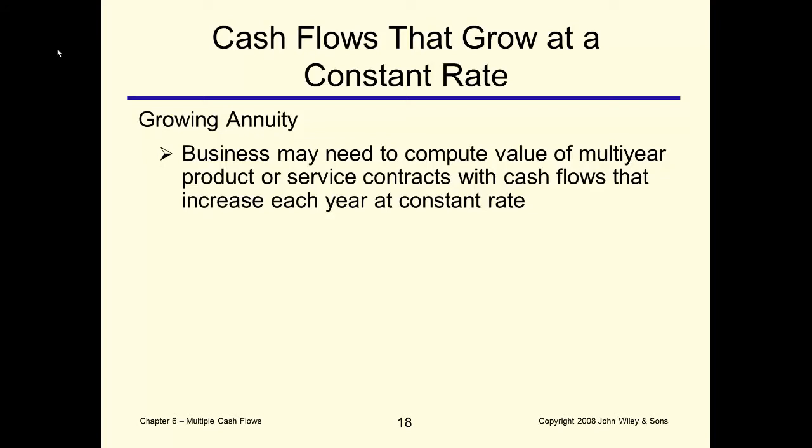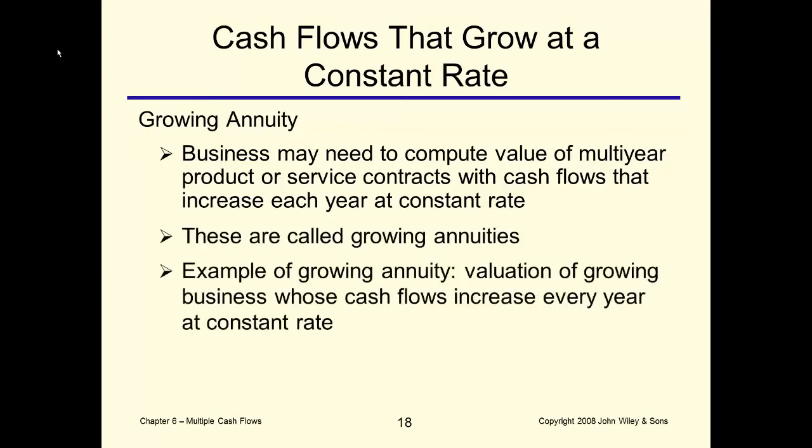Another example of a growing annuity: a business might have a multi-year contract where they're providing products or services and they receive increased cash flows every year as the business grows. So this is a growing annuity. You're receiving these cash flows for a finite number of periods, but they're growing every period. An example here is the one I just mentioned, where the cash flows the business is receiving are increasing each year at a constant rate.